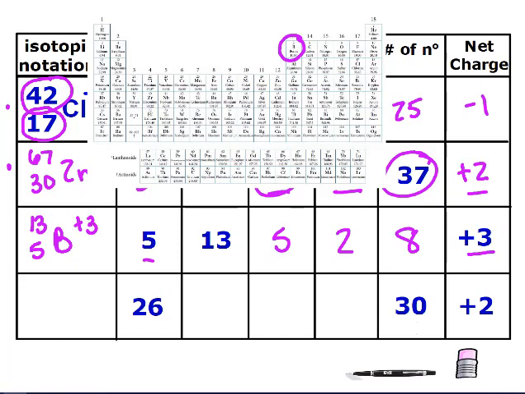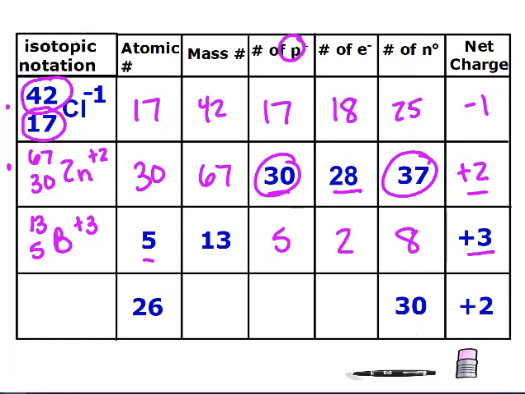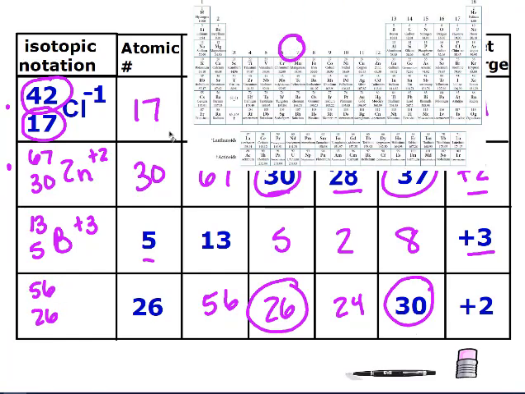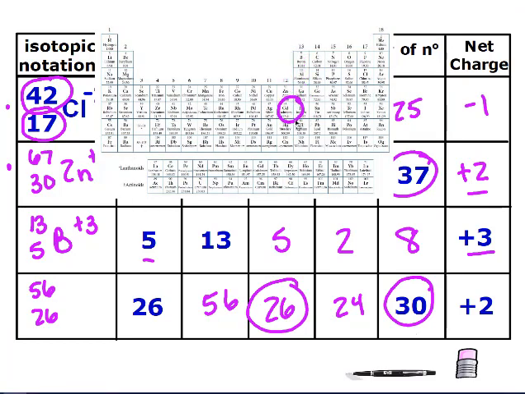For the last one, we have 26 atomic number, so 26 protons, a positive 2 charge, which means I have to have 24 electrons, and 26 plus 30 gives me 56 for my mass. So 56 over 26. 26 is iron, and it's a +2 in this case.